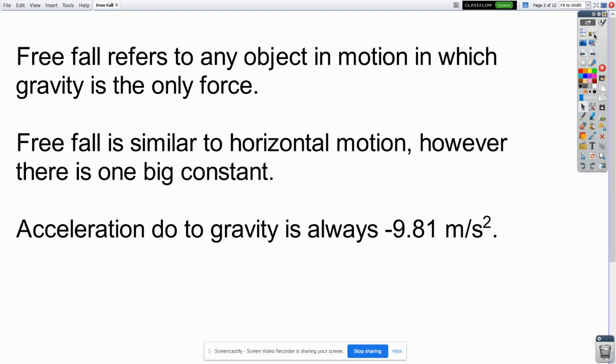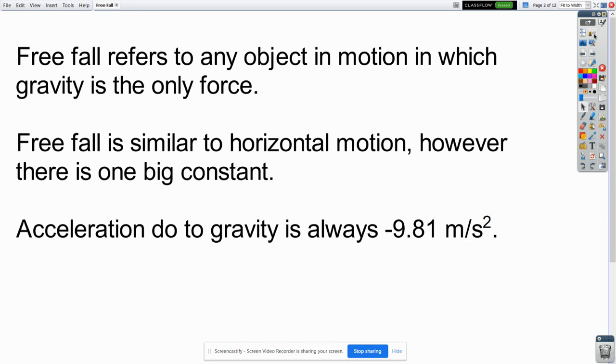When you use the kinematic equations for horizontal motion, the acceleration could be anything. It can be positive, it can be negative, it can be tiny, 0.003, it can be huge, 3,000, doesn't really matter. The acceleration could be almost anything, but in horizontal motion, that's the way it works.